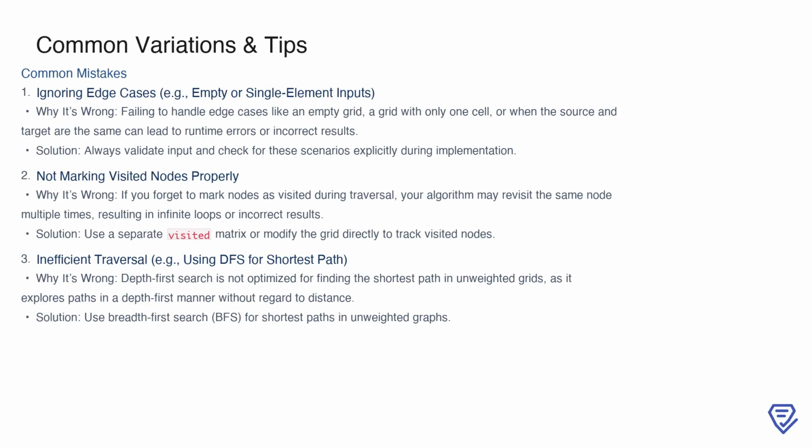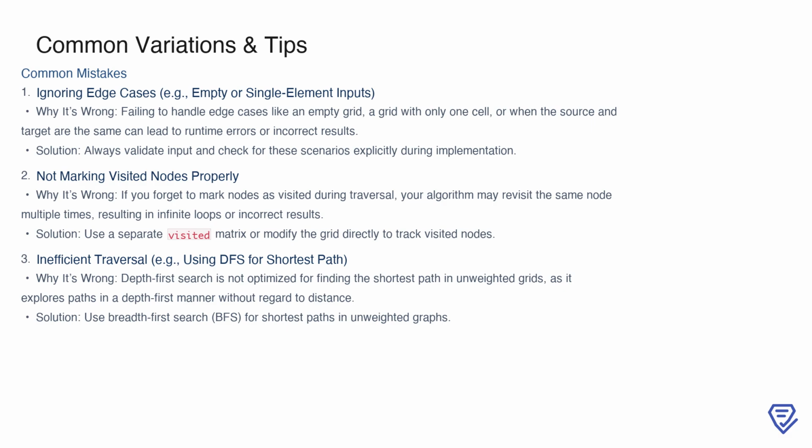One of the most common mistakes when solving grid problems is overlooking edge cases. For example, what happens if the grid is empty, has just one cell, or if the source and target are the same? Ignoring these scenarios can easily lead to runtime errors or incorrect outputs. To avoid this, you should explicitly validate your input and handle such cases right at the beginning of your implementation.